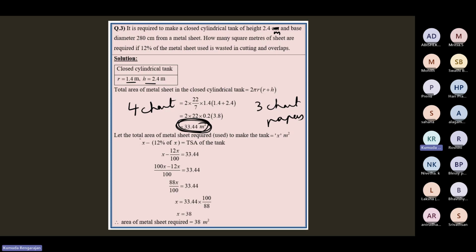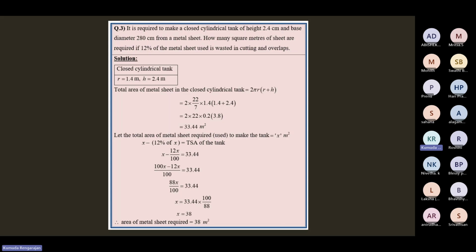In the same way here also, if you buy exactly 33.44 meters square, you cannot make this tank of radius 1.4 meters and height 2.4 meters, because there's wastage while building the tank. So you have to buy a little more. You'll have to keep extra area for the wastage. So how much you're buying will be more than 33.44. There will be wastage, so you will buy a little more.